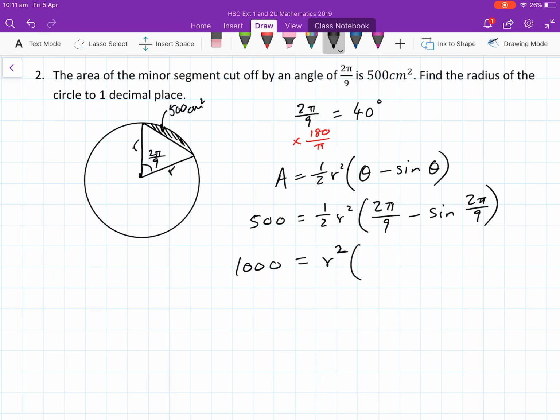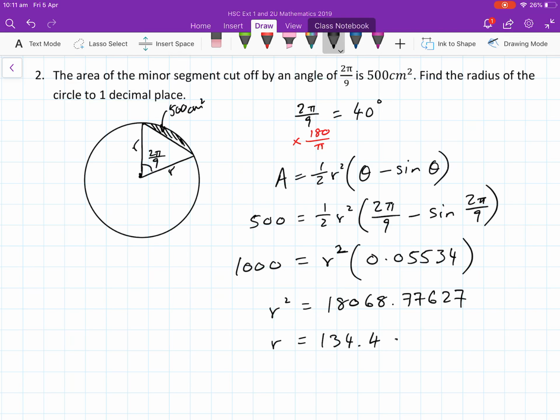Now we've got to remember here that your calculator has to be in radians. Otherwise it's not going to work. So 0.05534. Right? So I simply now have to, R squared is equal to 1000 divided by that. I get 18,068.7762 and we square root. R is equal to 134.4 centimeters.